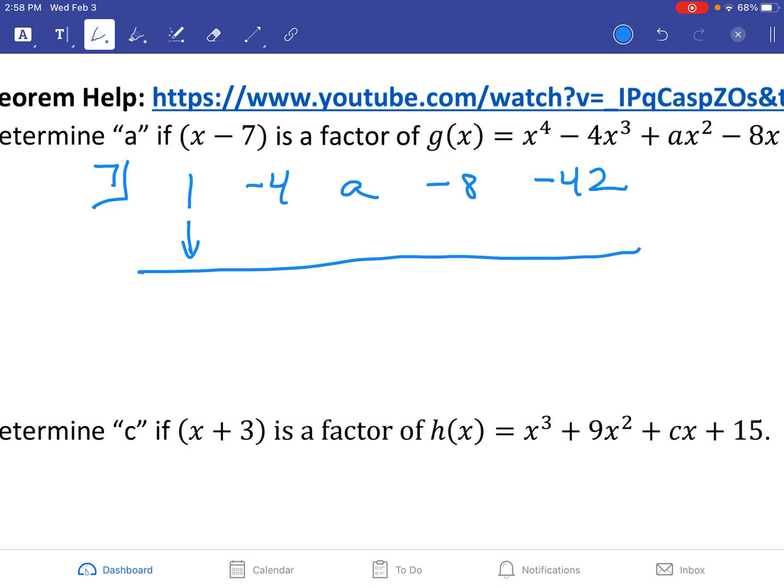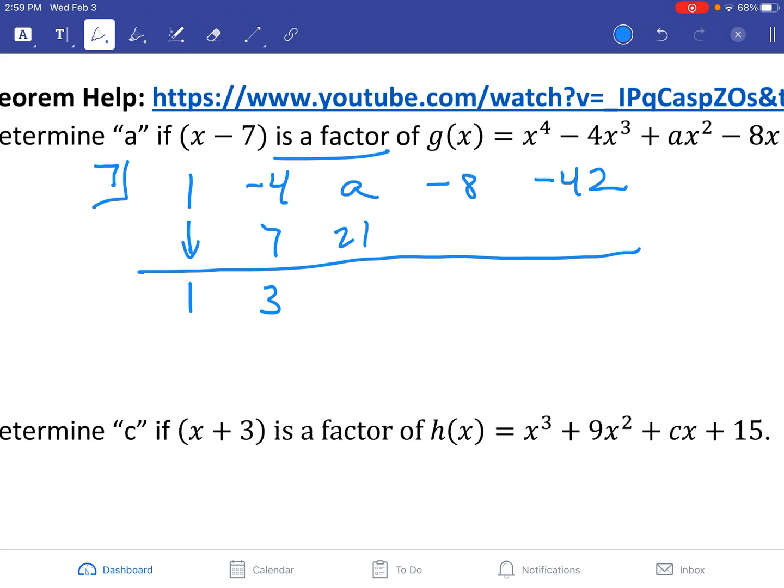So let's show you how this looks. Drop the first number, which is a 1. 1 times 7 is 7. 7 minus 4 is 3. 7 times 3 is 21. 21 plus a is I don't know what number that is. Okay, so that's where we go to the end.